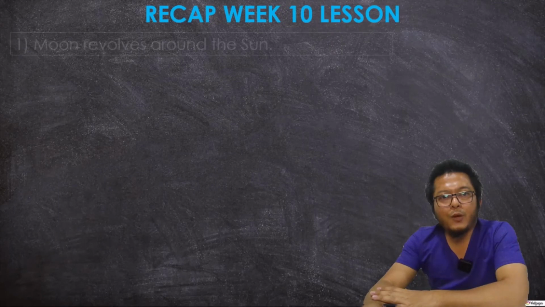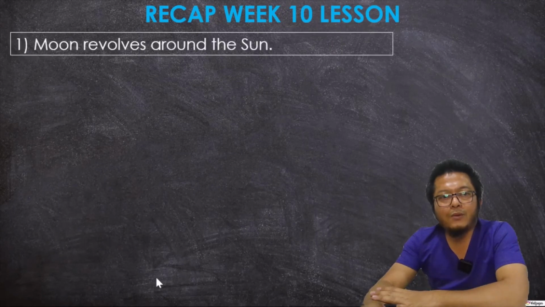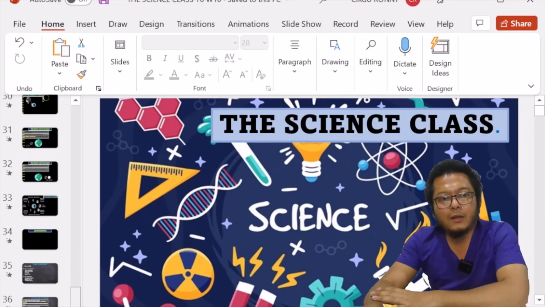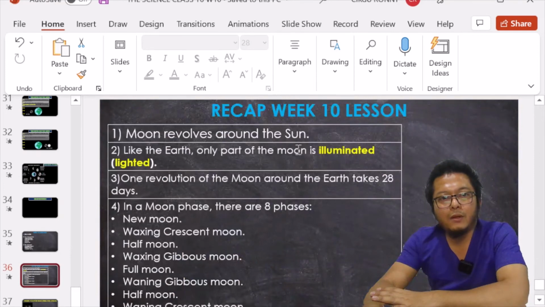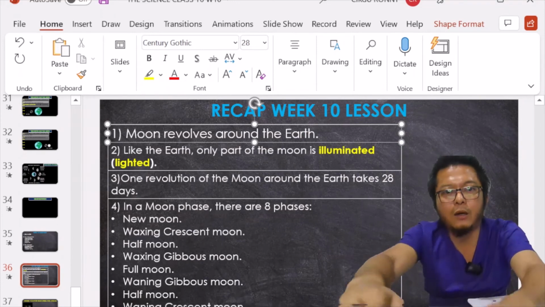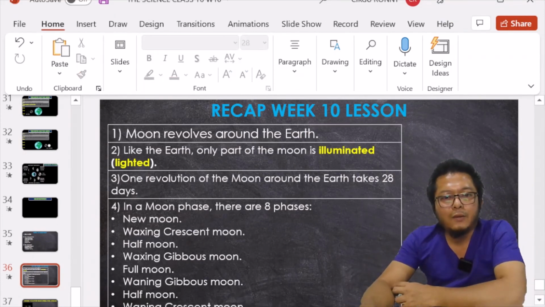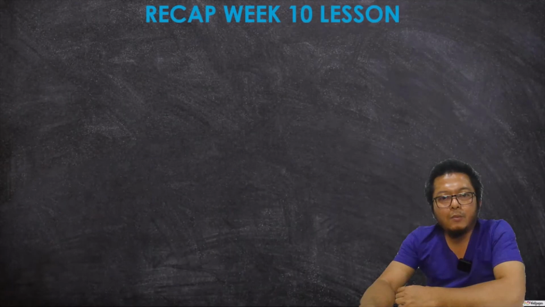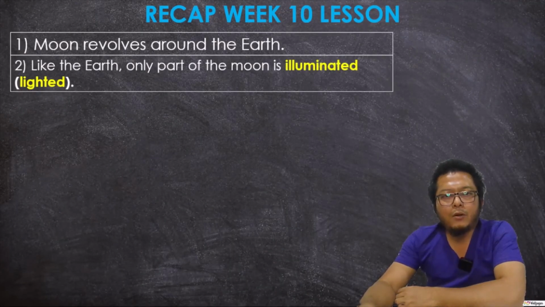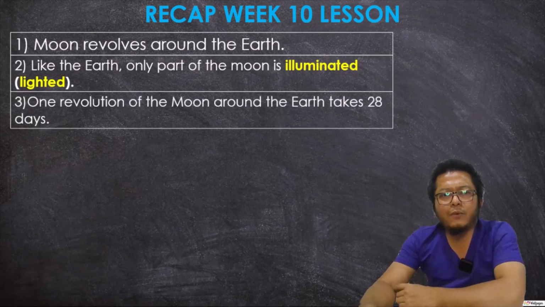Now, recap of the week 10 lesson. The moon revolves around the Earth. Like the Earth, only part of the moon is illuminated or lighted. One revolution of the moon around the Earth takes 28 days.